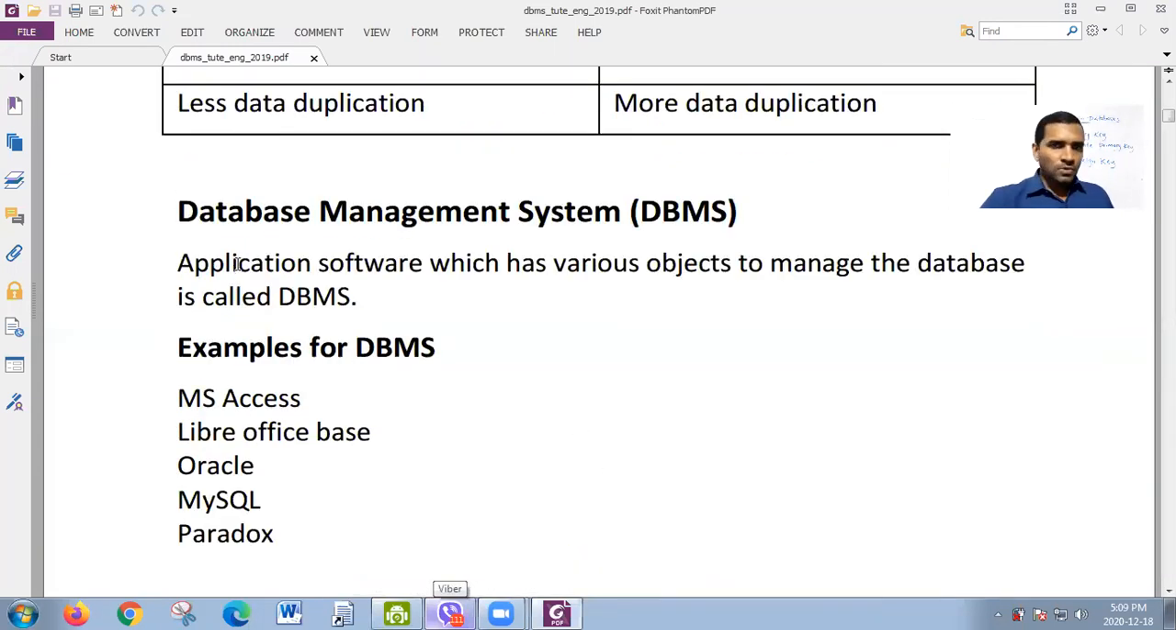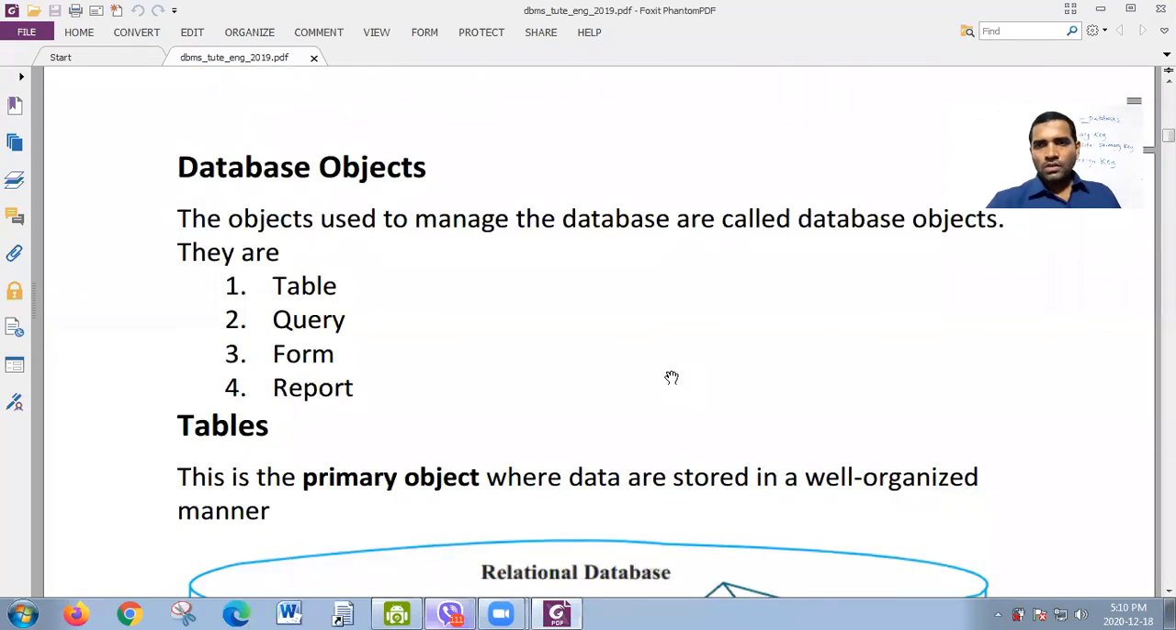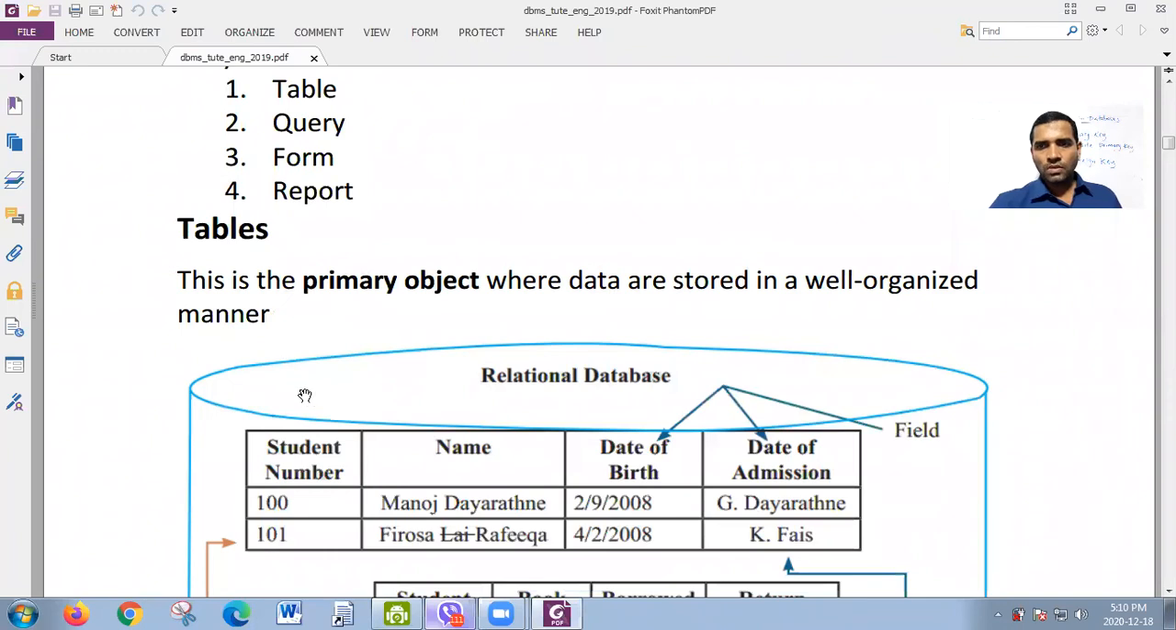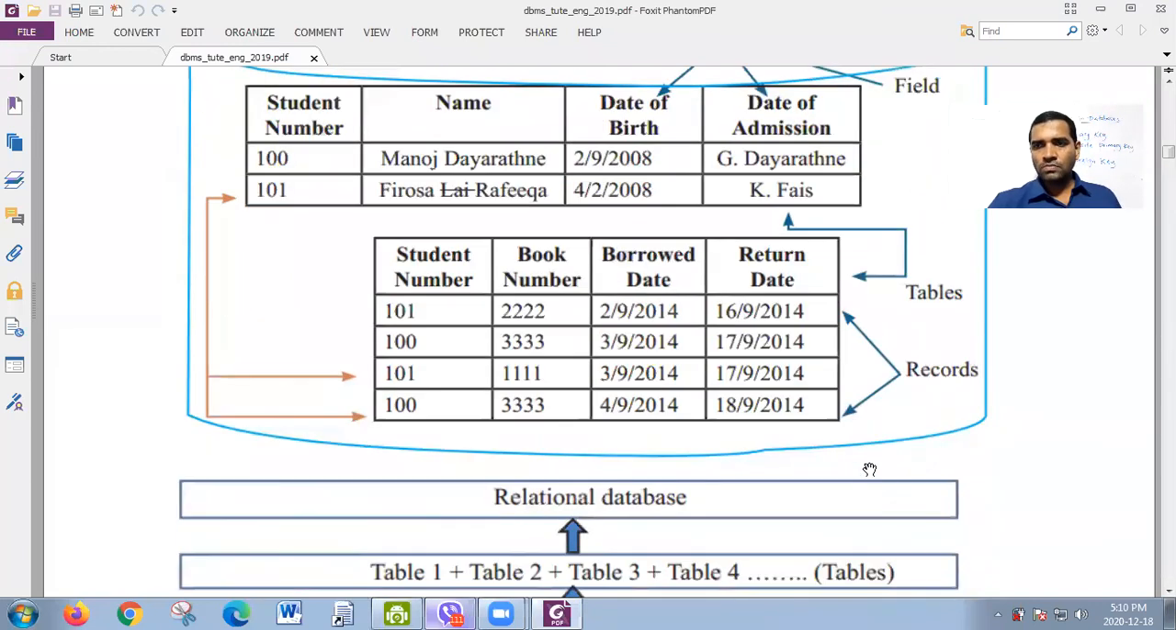Then we talked about DBMS, an application software which has various objects to manage the database. Some examples given: Access, Base, Oracle, MySQL, Paradox. The objects used to manage the database are called database objects: table, query, form, report. I explained these things. You have a table with fields, table and record.